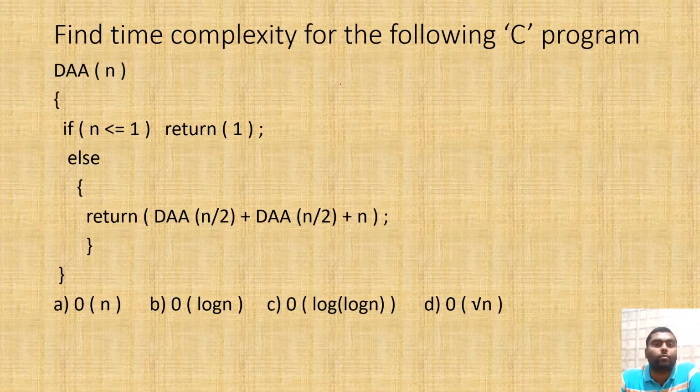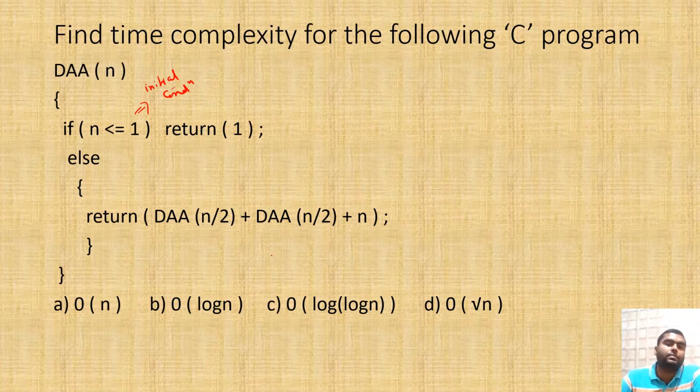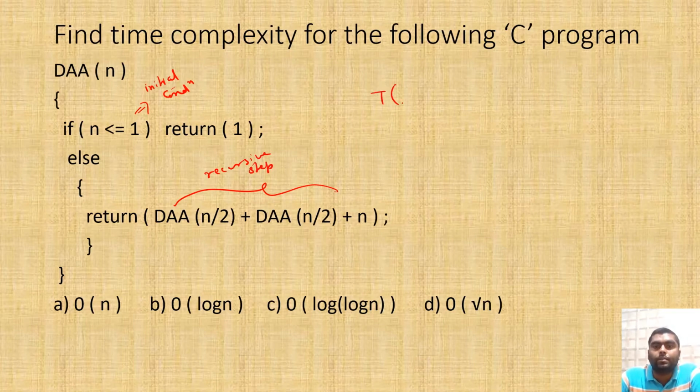Find the time complexity for the following C program. So the program is written here, for n. So it is again the initial condition, and this is again the same thing. Okay, but here is a twist, right? So what is the twist? This entire part is the recursive step. Now observe carefully a very important point which we are supposed to keep in mind. So this is some constant c if n equals 1.